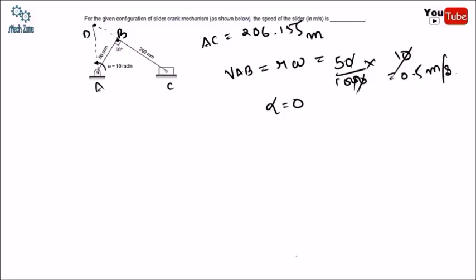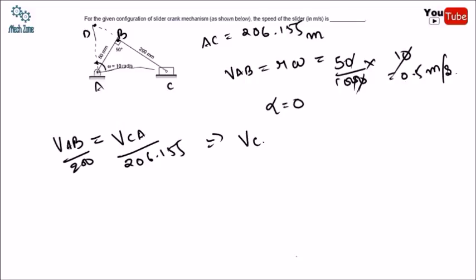Now if we look at this diagram, this is actually the Klein's construction diagram, such that V of AB upon 200 would be equal to V of CA upon 206.155. So from here, VCA is coming out to be 0.515 meters per second. So this is also another approach to solve this question.